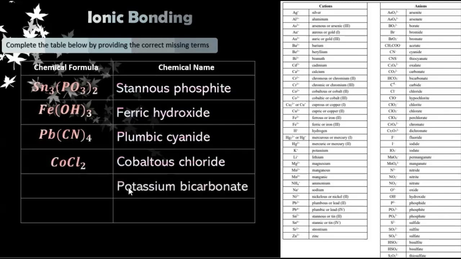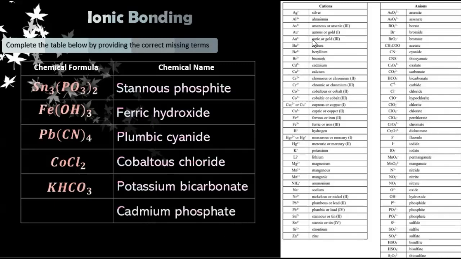Good. Now, next example, we have potassium bicarbonate. Identify the symbol for potassium, that is K positive. And for bicarbonate is HCO3, charge is negative. And apply the crisscross. Therefore, the answer is KHCO3. And the last example, we have cadmium phosphate.